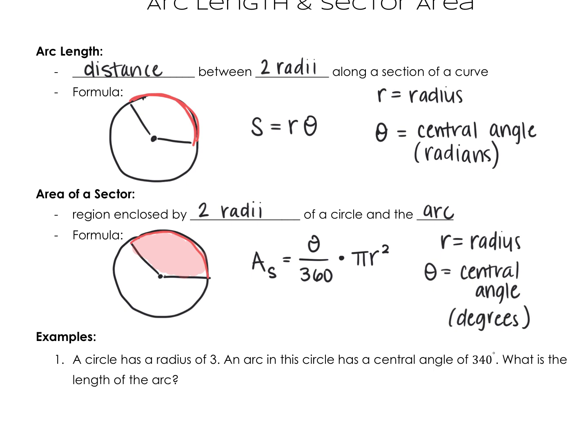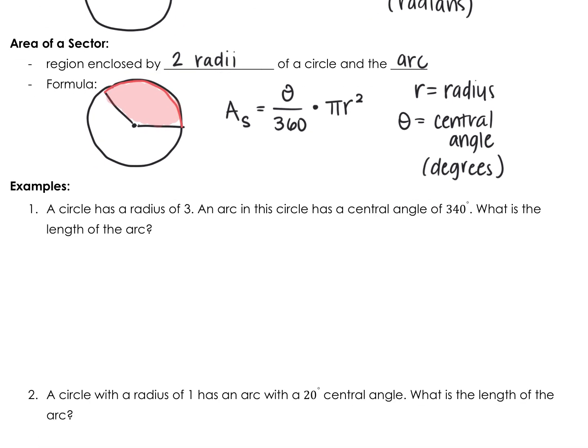So the different formulas use the central angle in different measurements. One of them uses the central angle measured in radians. The other one uses it in degrees. So you want to make sure that your central angle is in the correct form before you use either of the formulas. So let's go ahead and look at some examples.